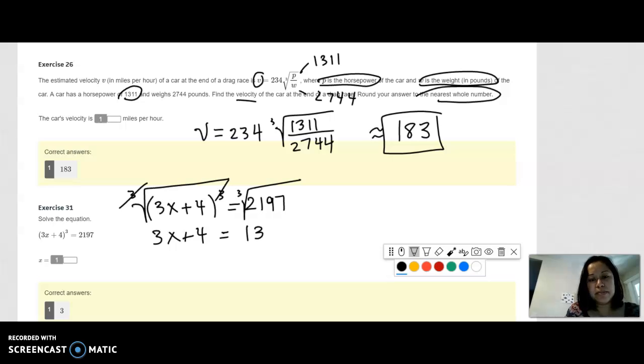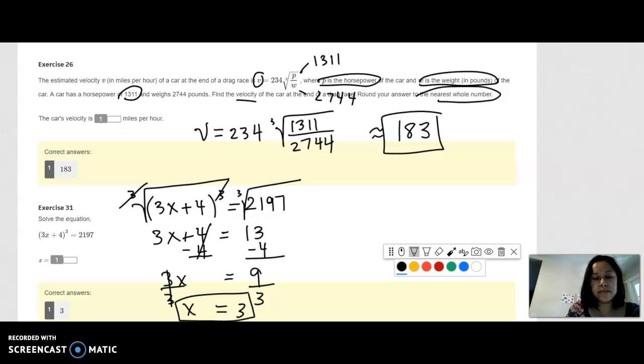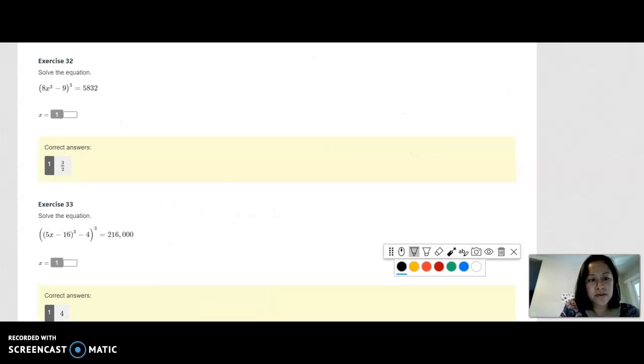And now it's just a simple two-step equation where you want to undo your addition and subtraction first. We're using inverse operations to undo the plus 4. We're going to get 3x equals 9. And then, of course, x equals 9. I'm sorry, 3. x equals 3. Okay, I have time for hopefully 2.